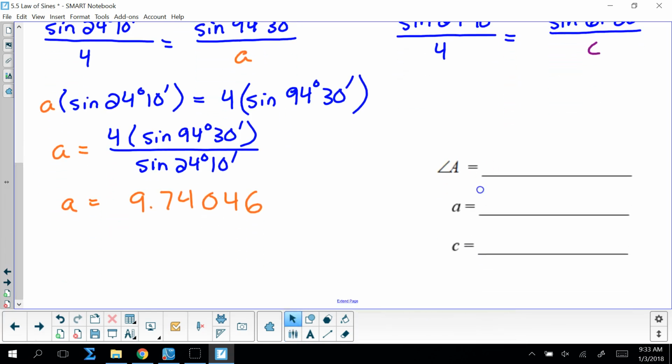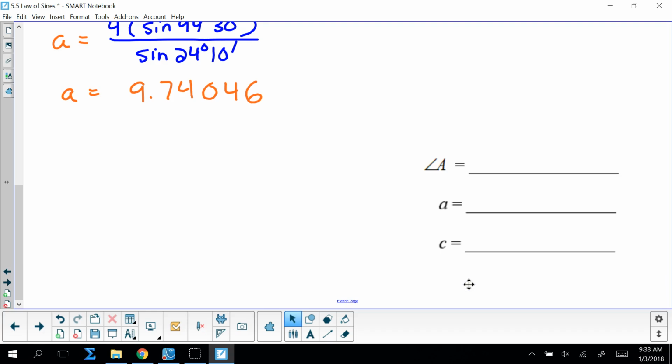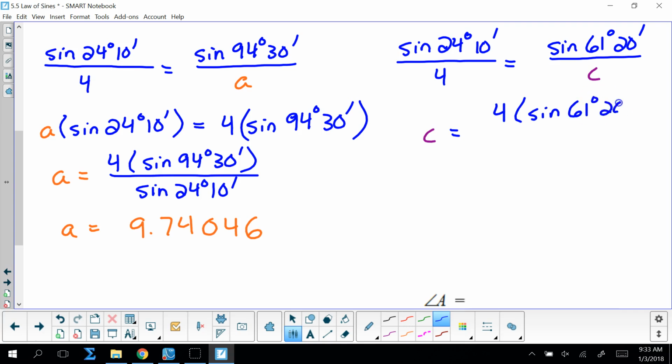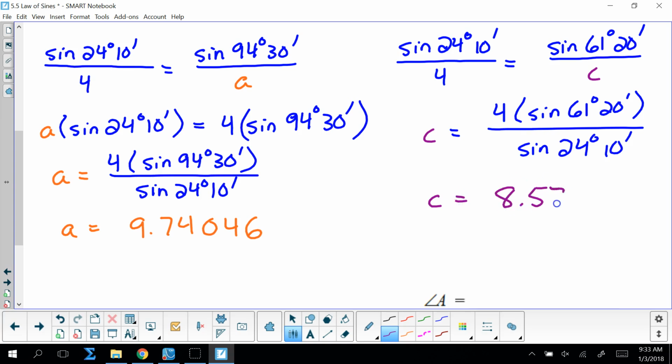Side C, we can shortcut it. That's going to be equal to 4 times the sine of 61 degrees 20 minutes divided by the sine of 24 degrees 10 minutes, and that's going to give me side C here as 8.57295.